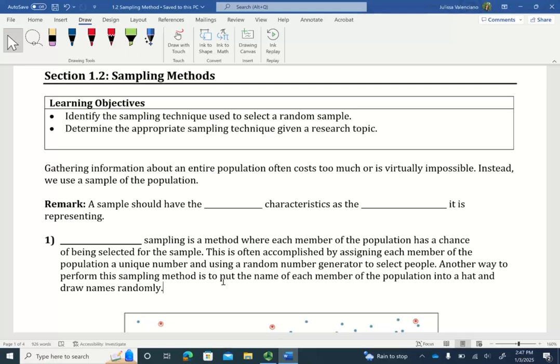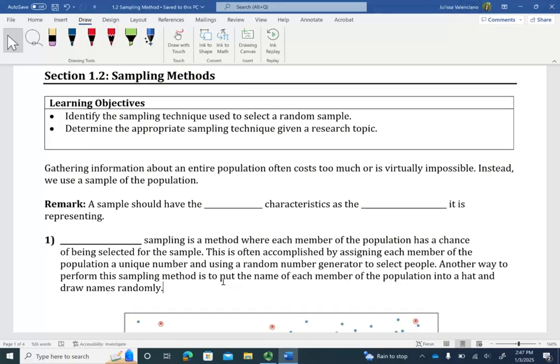So, for example, if your population is all GRC students, a sample could be 100 of the GRC students or 1,000 of the GRC students. You get to decide how big your sample is going to be. Okay? So we're going to focus on methods to select a sample from the population.